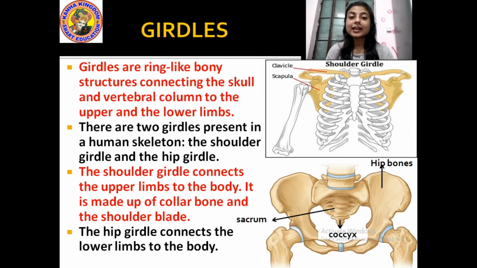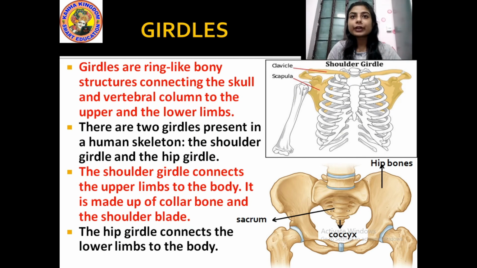And now students, let us study about the girdles. Girdles means the bones that are present in your hip. Girdles are ring-like bony structures connecting the skull and vertebral column to the upper and lower limbs. What does it connect? It connects the skull and the vertebral column. That means from the head to the feet, all the skeleton of the body parts is connected to these girdles.